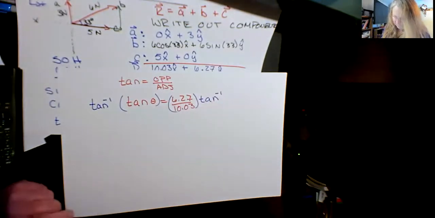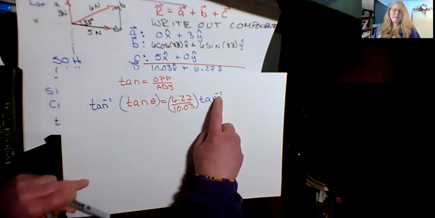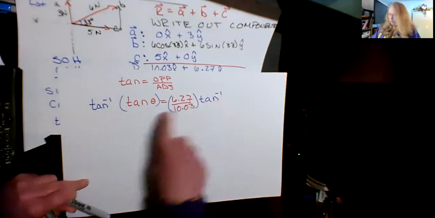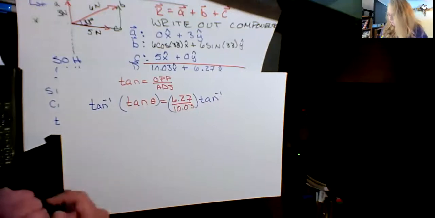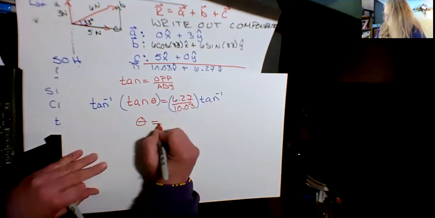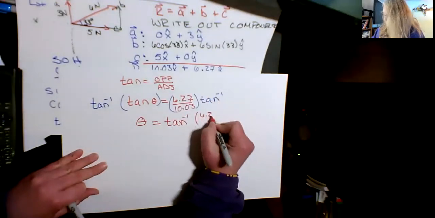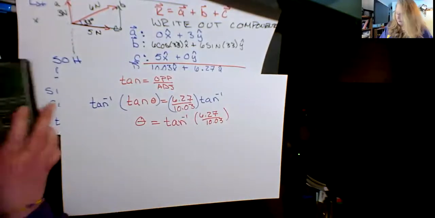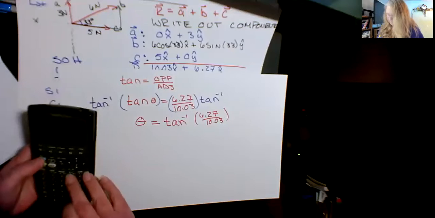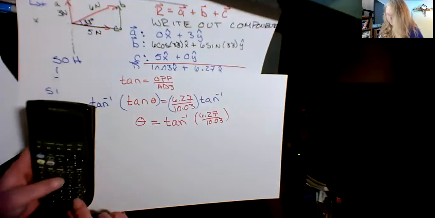In most of your calculators, you'll see this -1 notation. I was double checking on mine to make sure it's there. That -1 notation says I'm taking the arctan of it. Or you can think of it as I'm taking the inverse of it. Or another way of thinking of it is this side, I'm dividing tan by tan. So what this simplifies to is that whatever angle I want is the arctangent of the ratio of those two sides, 6.27 divided by 10.03. Plug that in my calculator. Arctan of 6.27 divided by 10.03.